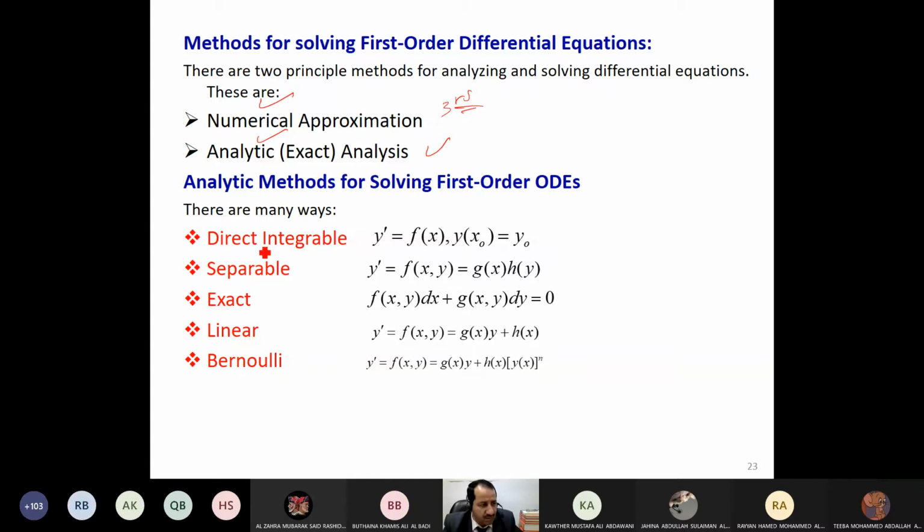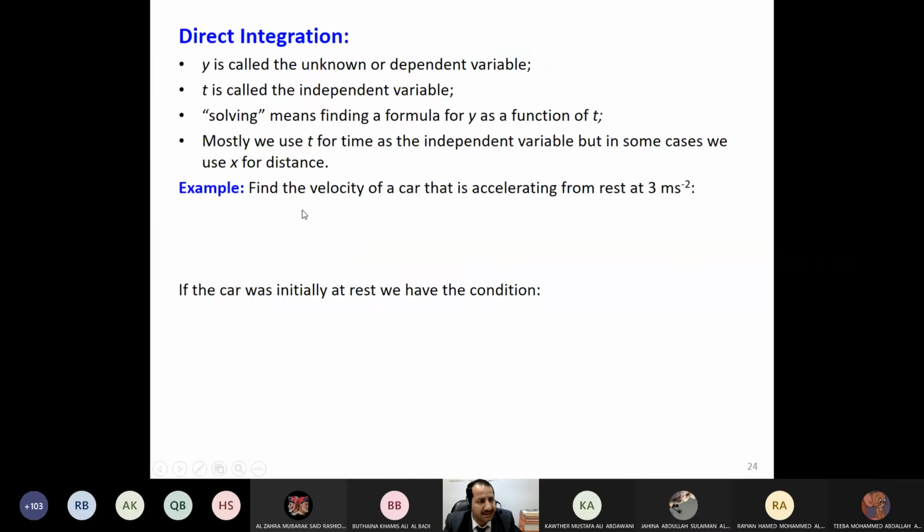And there are many methods. One of them is the direct, from the name. Separable, also their names give an impression about the method itself. Exact, linear, Bernoulli. Today we will talk only about separable because direct I will go through very fast because there is no problem with direct.